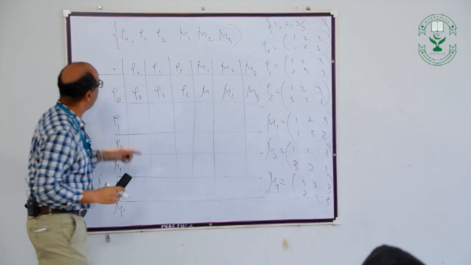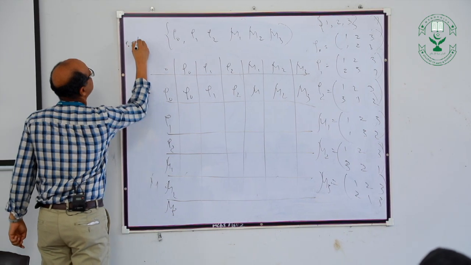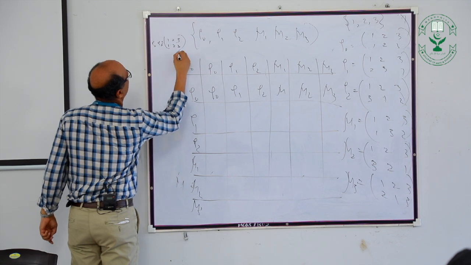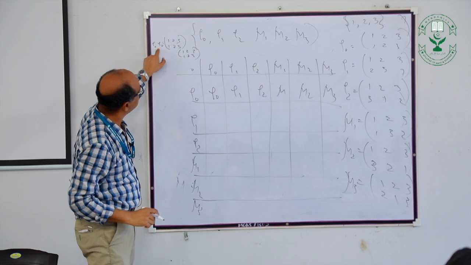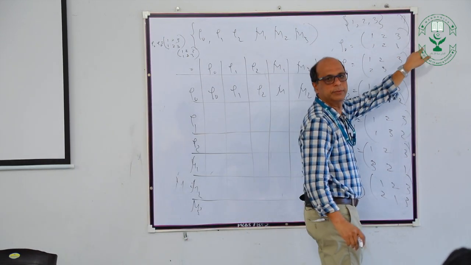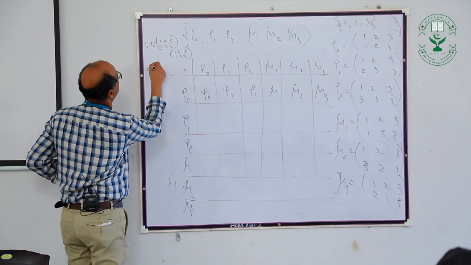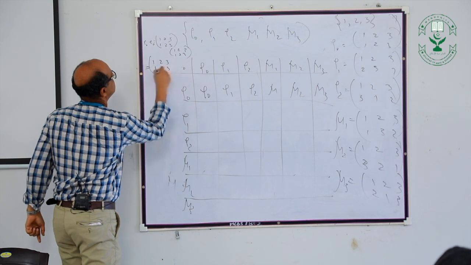I will show how it happens. Row 0 into row 0 is equal to 1, 2, 3, 1, 2, 3, again 1, 2, 3, 1, 2, 3. It's the product of row 0 and row 0. So the resulting answer is 1, 2, 3. The domain should be the same, 1, 2, 3 always. You see that 1 goes to 1 and again 1 goes to 1. The answer finally you will get as this.